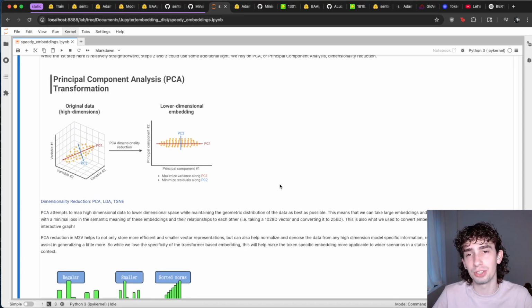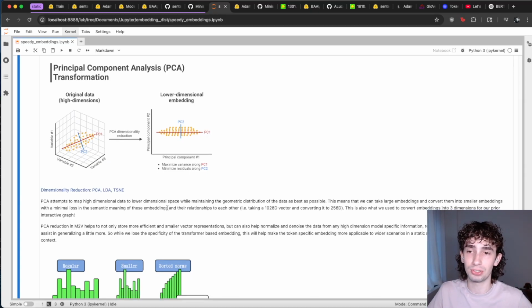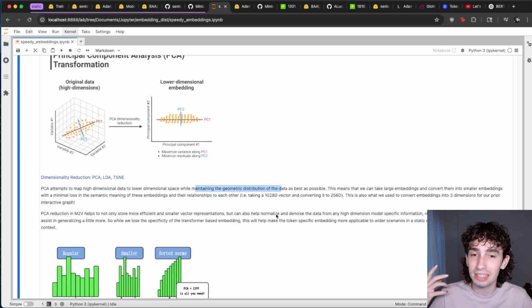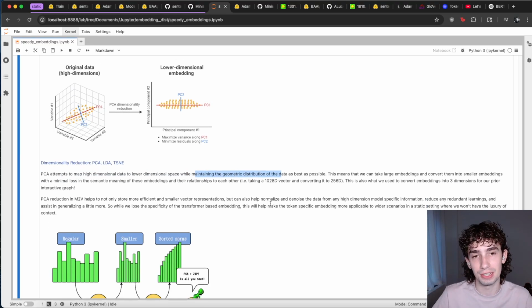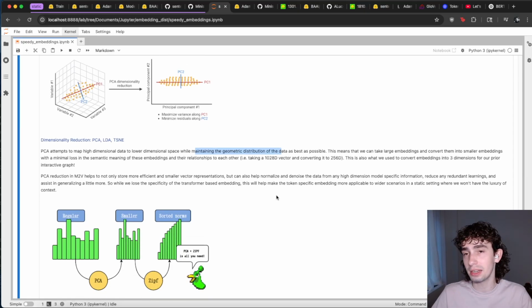Without getting too much into the math, the intuitive way of understanding this is that we're attempting to map the high dimensional data to lower dimensional space while maintaining the geometric distribution of the data as best as possible. So this means that we can take large embeddings and convert them into smaller embeddings with a minimal loss in the actual semantic meanings of these embeddings and their relationships to each other.